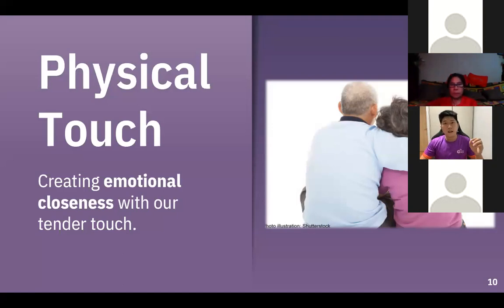Now, those of you who have done some kind of volunteering work in an elderly facility, be it a senior activity center or a nursing home, how many of you have experienced that just by holding the hand of the elderly when he or she is talking about their life story, it brings about a different level of closeness, as if you suddenly know each other on a new level?